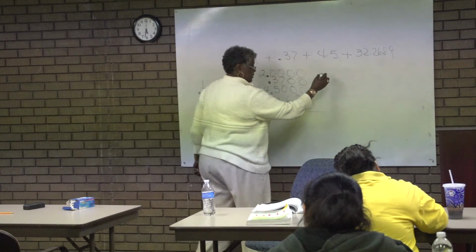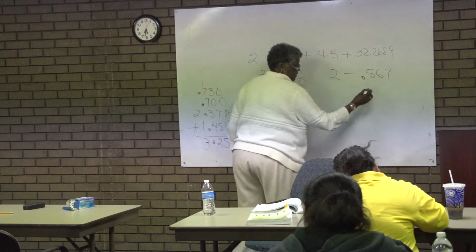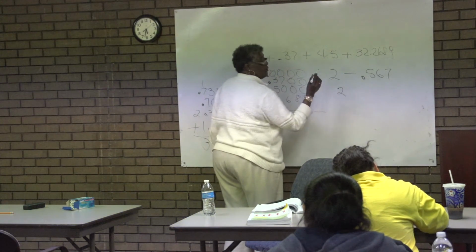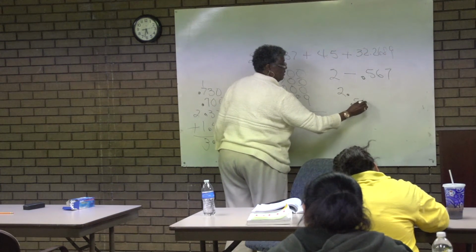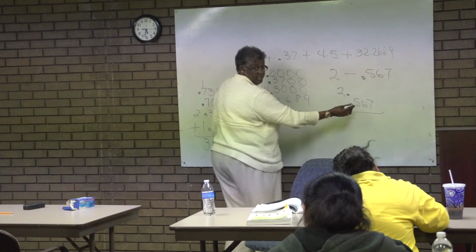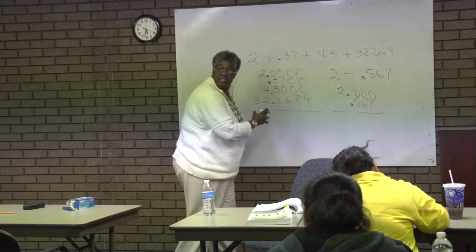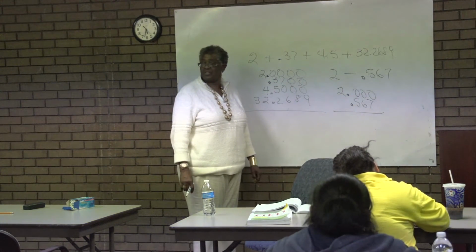Subtraction, the same thing. You could write it vertically with your common denominator. I'm going to fill in zeros. Then you know what to do. Now you see you have to borrow. You can't just bring down that 0.567.